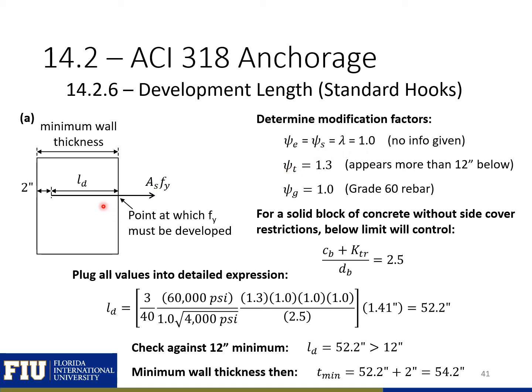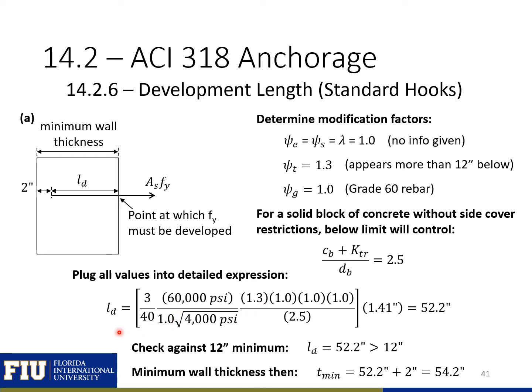There appears to be more than 12 inches below this, so we're going to assume that we have a top bar factor of 1.3. And again, we're going to assume that we have grade 60 reinforcement, so our psi sub g factor is 1.0. For a solid block of concrete without any side cover restrictions, typically the cb plus Ktr over db factor is going to be equal to 2. So we're going to assume here that it is equal to 2.